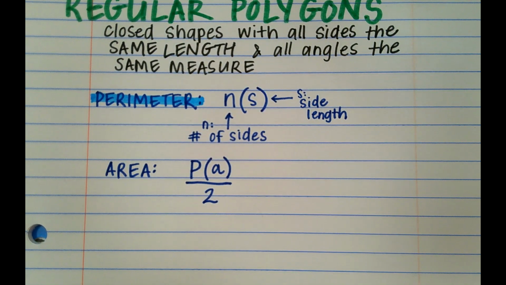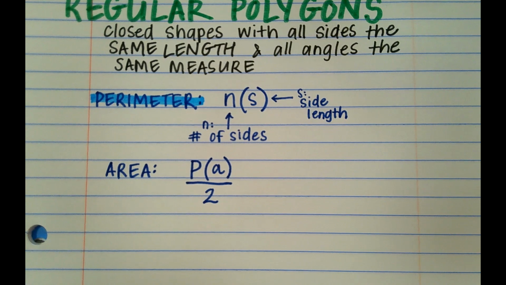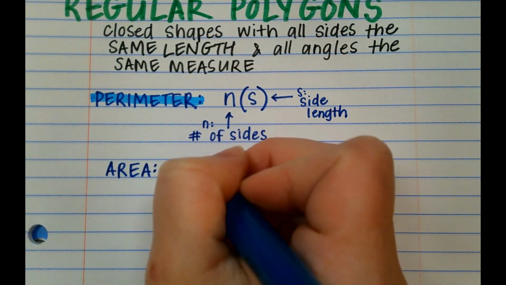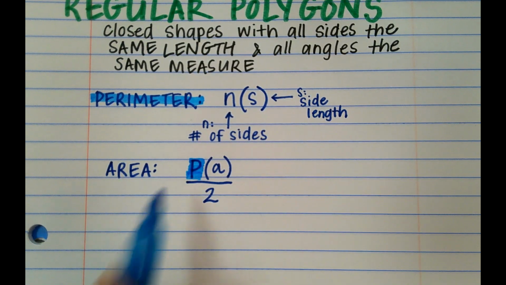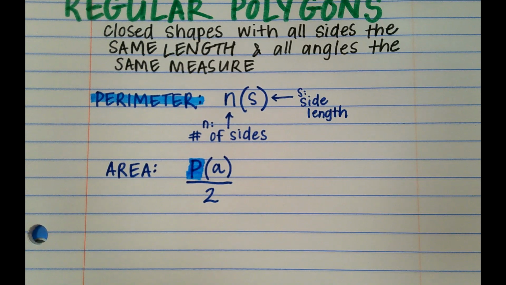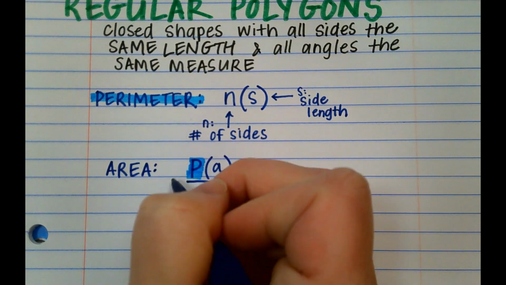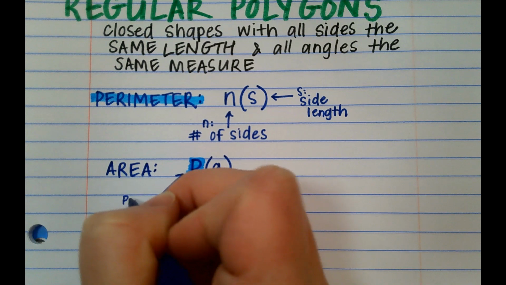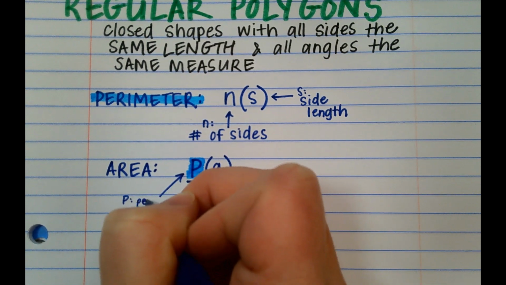So I've highlighted perimeter in blue because I also want to highlight the P in the area formula. P is for perimeter. We have to find perimeter first because we need perimeter for our area formula. Are you gonna give us an example to write down here? Yes, I will. Okay. So P, writing it as perimeter.